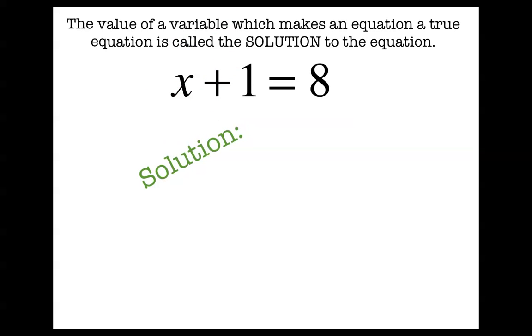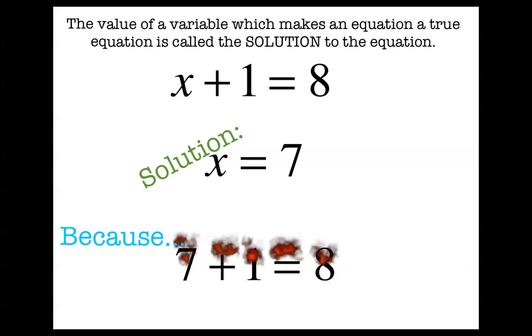Okay, so the solution to this equation is pretty simple. I think you probably figured out that I had $7 to start with, because 7 plus 1 equals 8, and 7 plus 1 equals 8 is a true equation. And when I say a true equation, 7 plus 1 truly does equal 8. Therefore, X has to be 7. It's the only value that could make sense for X.